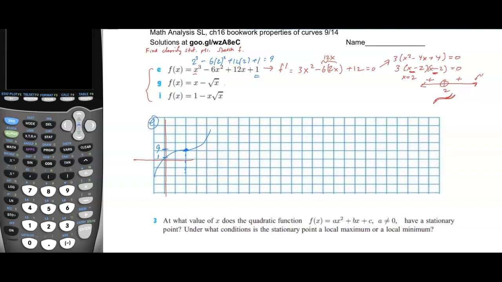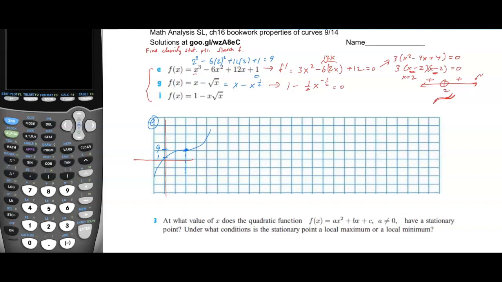Okay, let's look at G. So for G, this is also not too difficult of a derivative, but in order to make it easier, let's rewrite radical x as x to the 1/2. Then it's a little easier to see that we just do power rule, and we get that, okay? And then if we want to know where our stationary points are, we set it equal to 0, and then we solve for x.